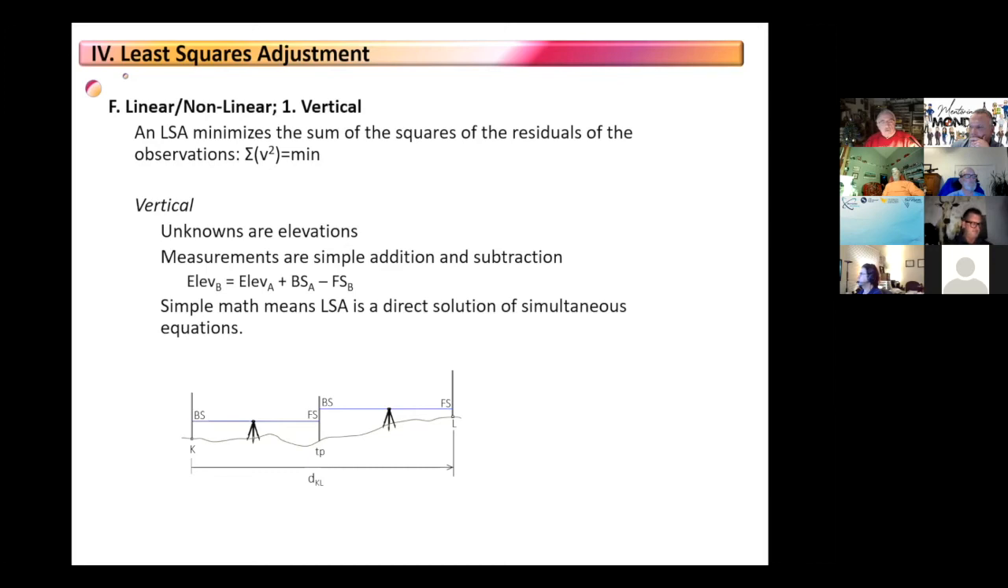In a vertical situation, we're running a level circuit, the unknowns are elevations, and the measurements are simple addition and subtraction. This is how we determine the relationship going from one point to another. We take the point that we're coming from, add the backsight reading, and subtract the foresight reading. That's as difficult as the math gets for a differential leveling circuit. Because that math is simple, the least squares adjustment is a direct solution of simultaneous equations. It's pretty straightforward. You put all the numbers in, do your calculation, and bang, you get your adjusted elevations.